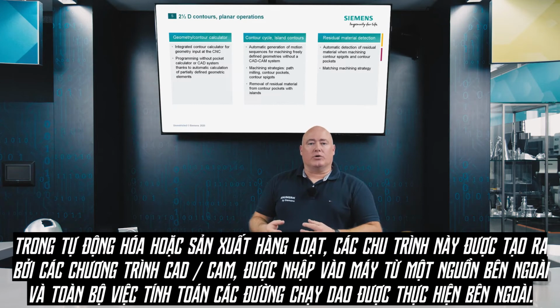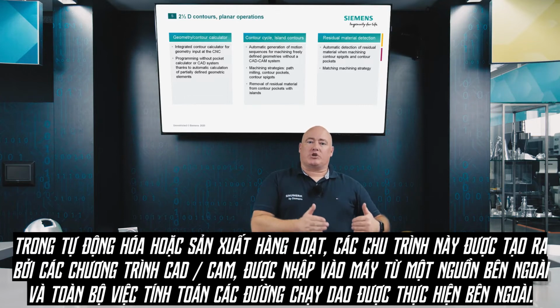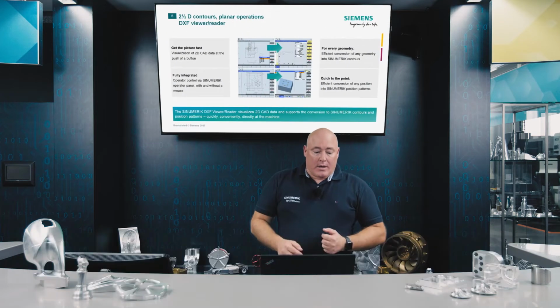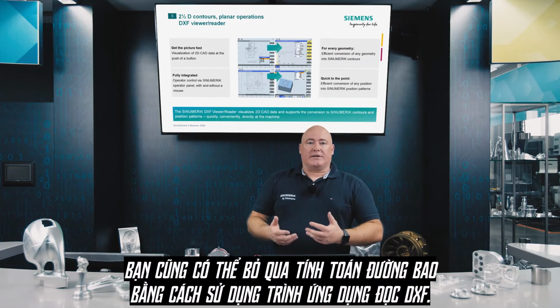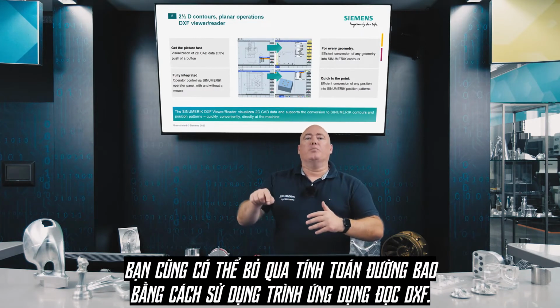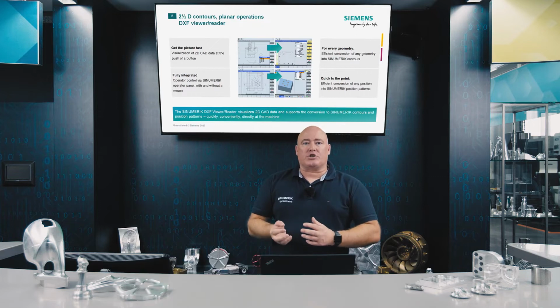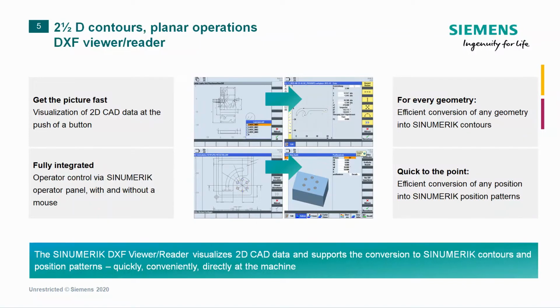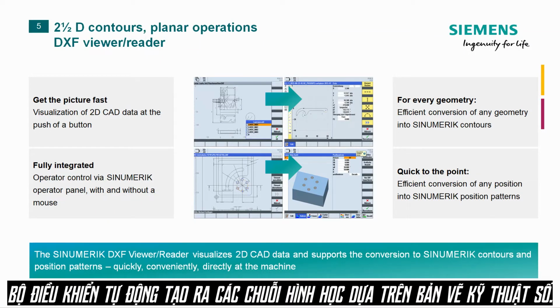In automation or series production, these cycles are generated by CAD/CAM programs, imported into the machine from an external source, and the entire calculation of the tool paths is performed externally. You can also bypass the contour calculator by using the DXF reader. This fully automated read-in of digitized drawings in DXF format replaces manual data input. The control automatically generates the geometrical sequences based on the digital drawing.